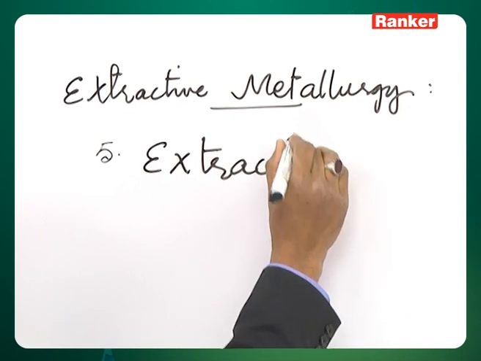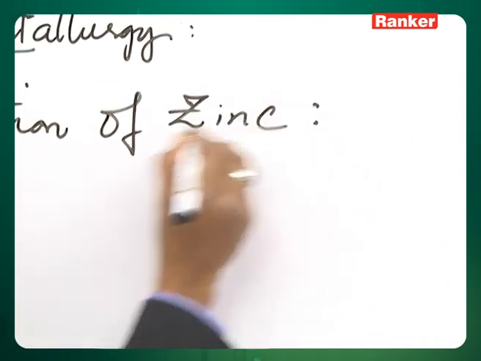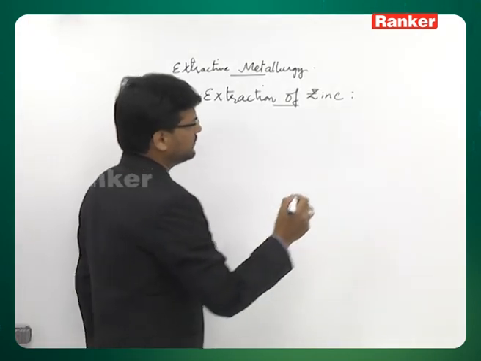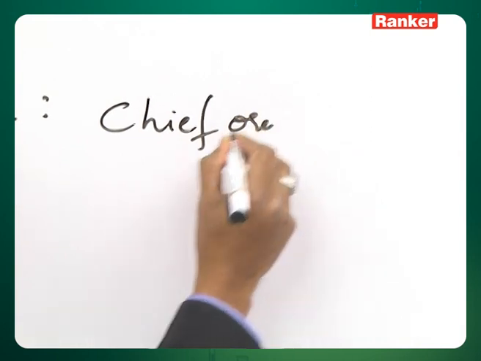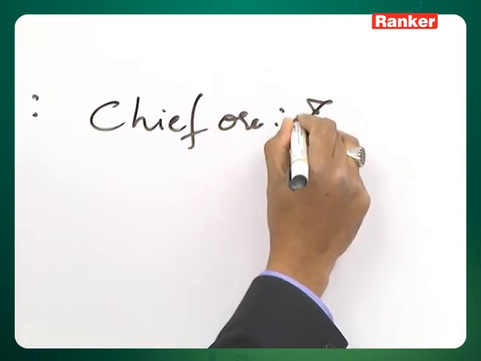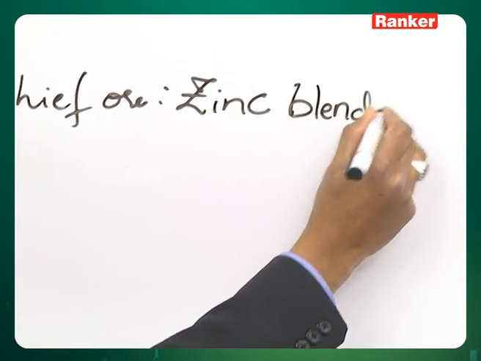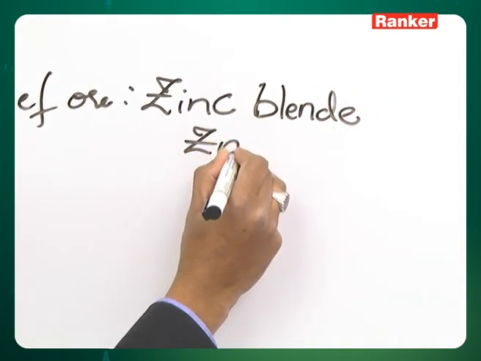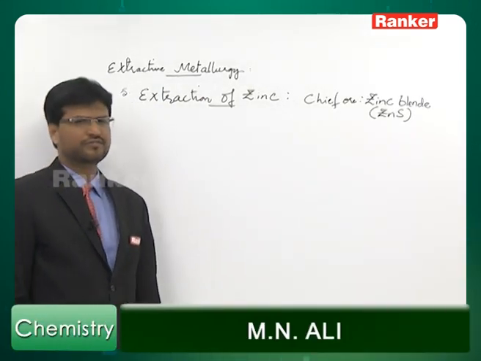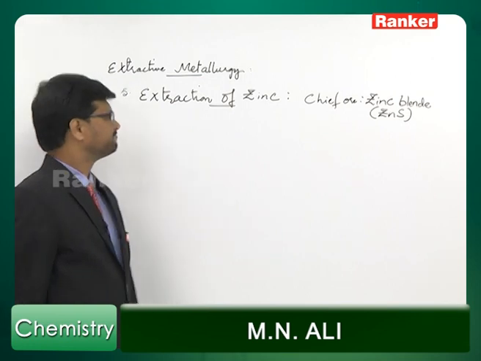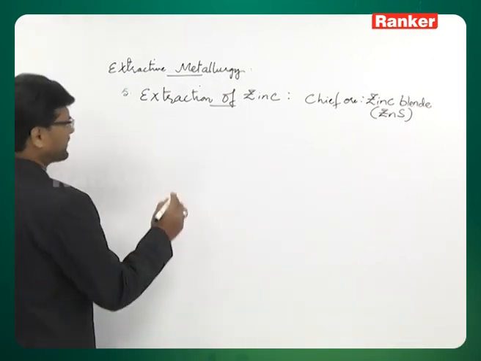Extraction of zinc. Well, the chief ore for zinc is zinc blend. Its composition is ZnS. This is the chief ore of zinc, zinc sulfide. Now, let us see various stages in the extraction of zinc.